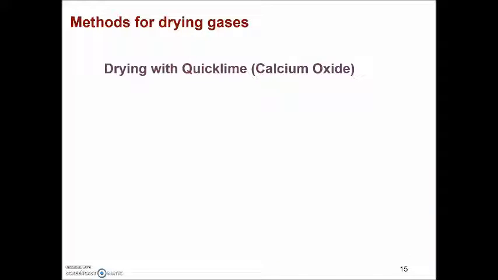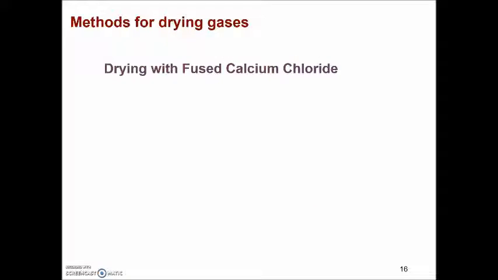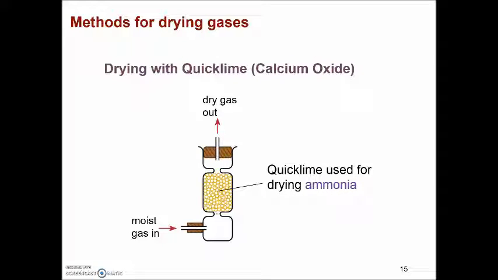Now, next is calcium oxide. Now, this is good for drying ammonia, as ammonia is less dense than air. So you bubble it upwards, and the ammonia will naturally float outwards through the calcium oxide. In this case, ammonia does not react with calcium oxide.